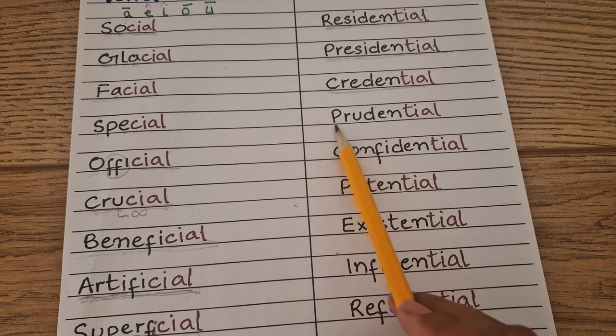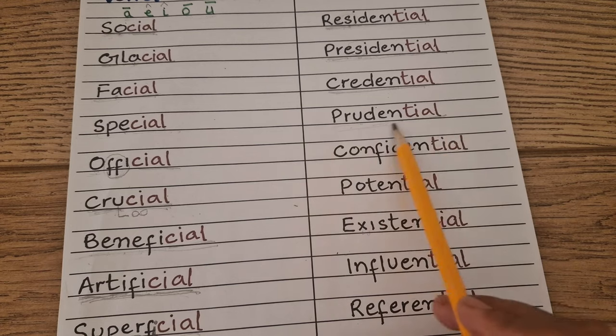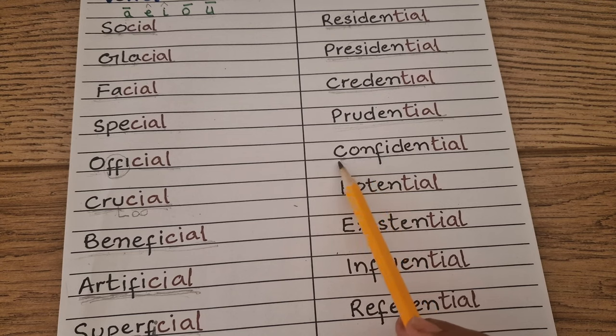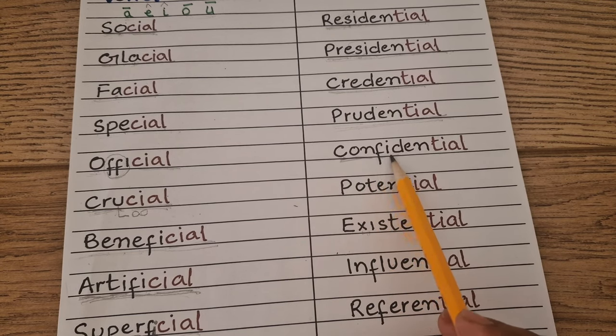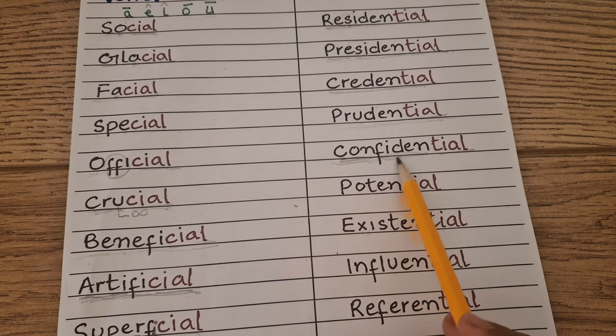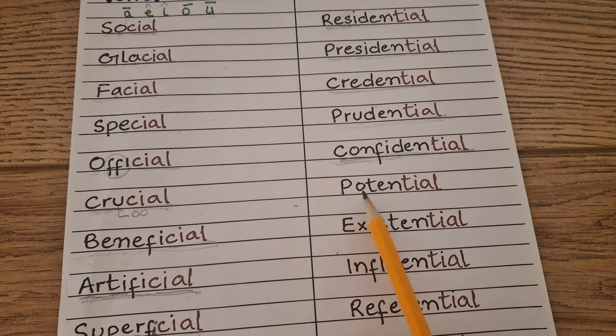Prudential: pru, den, shall, prudential. Confidential: con, fi, den, shall, confidential. Potential: po, ten, shall, potential.